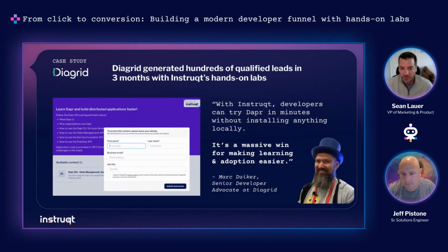Another example here would be Diagrid and Dapr, which is being talked about here by Mark, who's a senior developer advocate. It's a massive win for making learning and adoption easier. Obviously, learning and adoption is, like I said, what's at the core of driving the lead generation. It is sort of learning marketing, if you will, where the content is learning content, but it is generating these hands-on, high-quality Instruqt qualified leads that really set us apart and really will help set you apart and drive more conversion of the folks you're looking to convert.